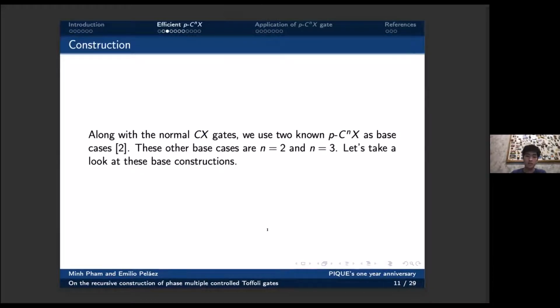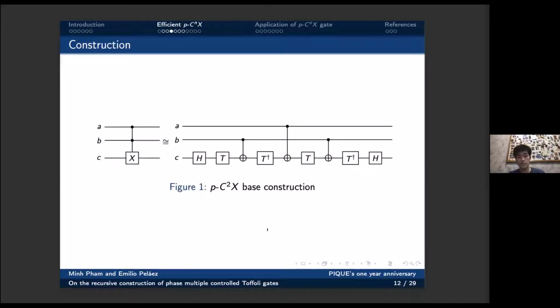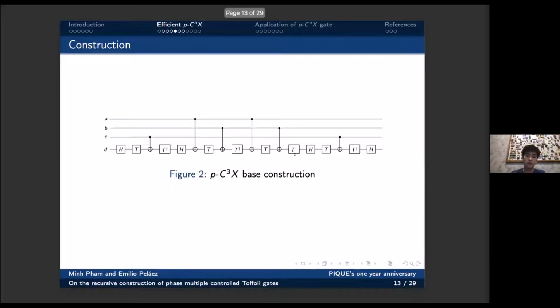So our construction is a recursive one. So obviously we need to have a base case, right? So our base case is n equals 2 and n equals 3. And this is what n equals 2 looks like. This is a Toffoli modulo a phase shift, right? So as you can see, we have CX gates on A and B here. That's to control these qubits, right? And we have one target here. So we call this a PC2X gate.